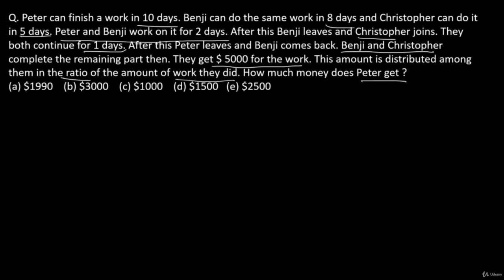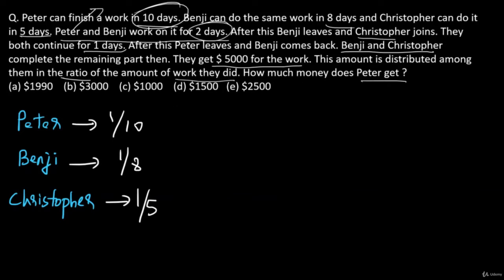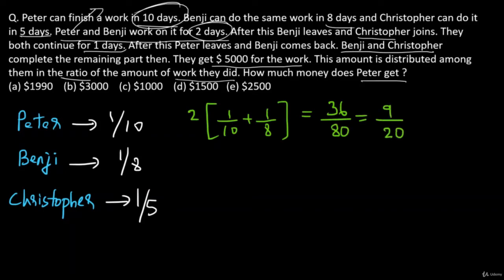Now let's do it together. We have Peter, Benji and Christopher, right? Now Peter takes 10 days to complete the work. So in 1 day, Peter will complete 1 by 10 of the work, right? Similarly, Benji completes 1 by 8 of the work in 1 day and Christopher completes 1 by 5th of the work in 1 day. Now it's given that for 2 days Peter and Benji are working on it. Alright, so Peter and Benji working on it for 2 days, they'll complete 2 into 1 by 10 plus 1 by 8 of the work, right?